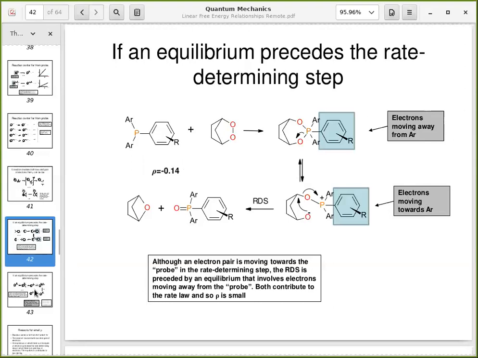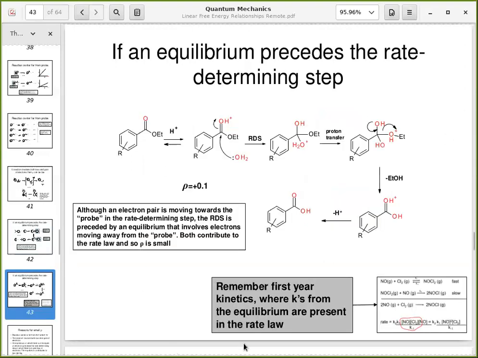I want you to try and remember back to first year. And I wonder if you remember cases like this, where you have a fast equilibrium that precedes a rate determining step. And have a look at all those Ks there.